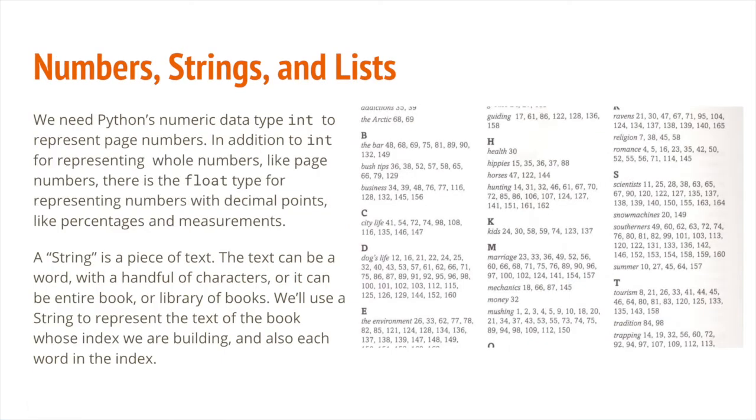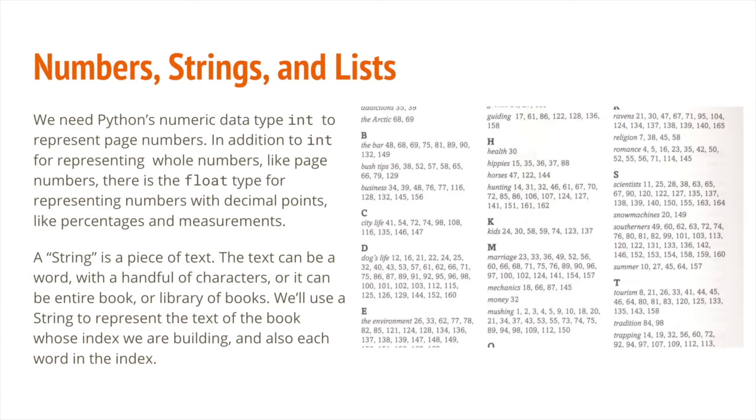These three types: numbers, strings, and lists, and how we'll use them to build our index. We need Python's numeric data type int to represent page numbers. In addition to int for representing whole numbers like page numbers, there is the float type for representing numbers with decimal points like percentages and measurements. A string is a piece of text. So we use a string to represent text, which can be a word with a handful of characters, or it can be an entire book or a library of books.